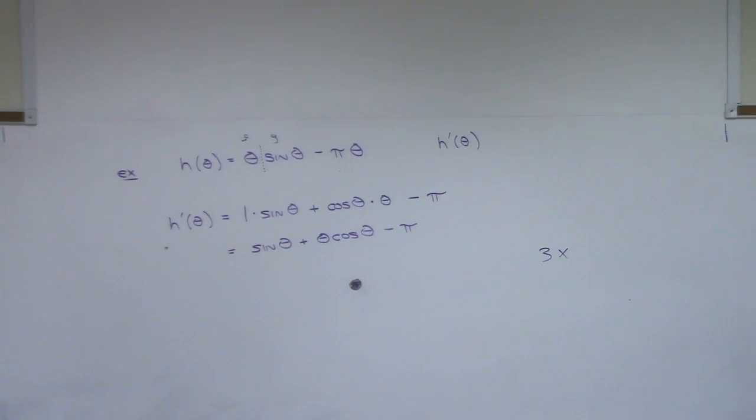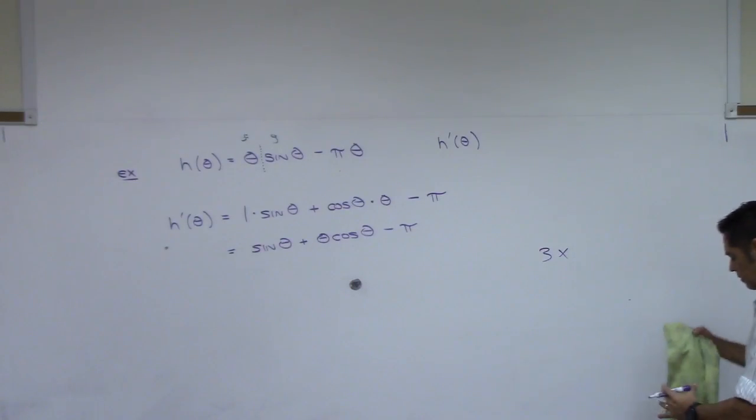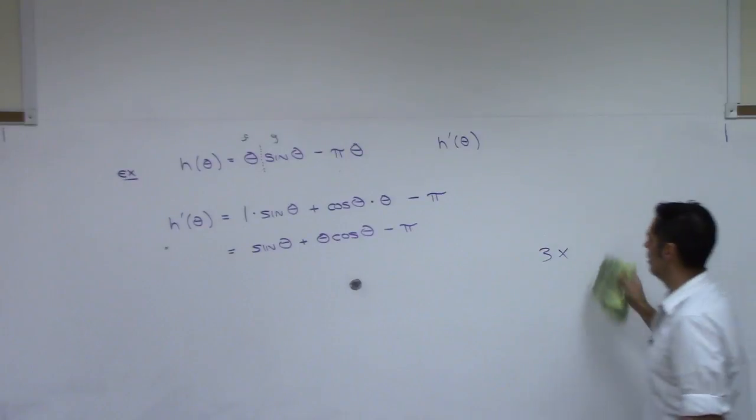Questions? We're good? All right, so that was a good example because we got to use a variable that was a little different.